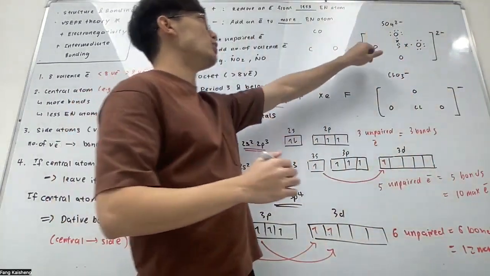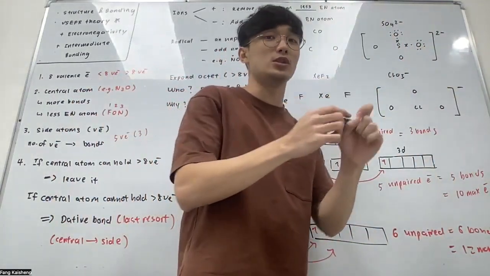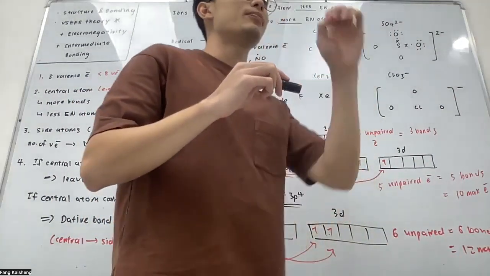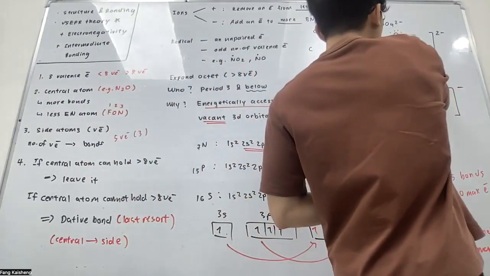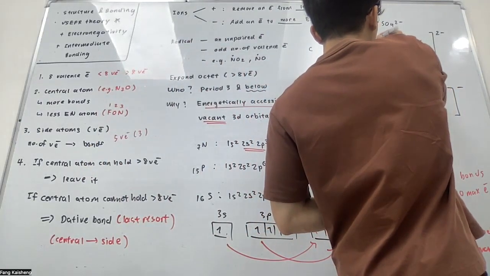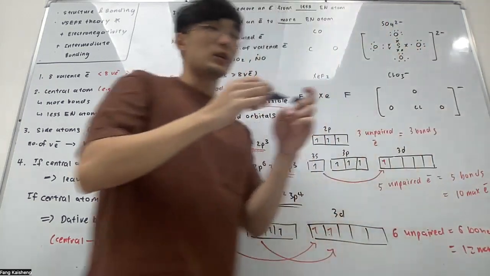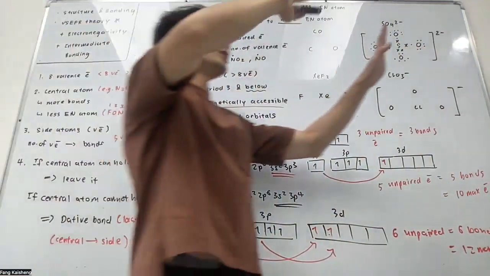And then you can move on to the other 2 oxygens. How many valence electrons do they have? 6. 6 can form how many bonds? 2 bonds. So with 2 bonds, just fill out the rest. So we've settled everything on the sides.